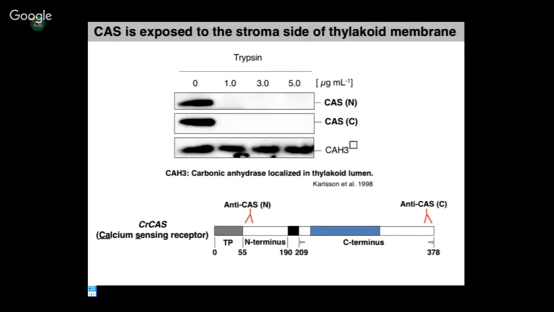chloroplast protein inside the thylakoid bag. This is protected by the membrane, but the CAS protein is degraded by treatment with the protease. That means that this CAS protein is located outside the thylakoid membrane.